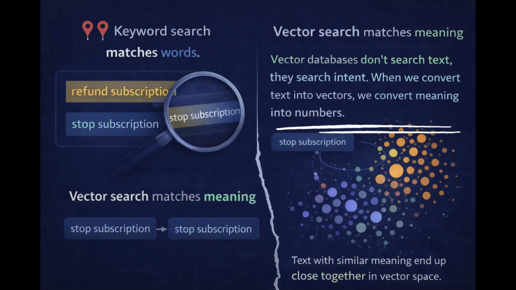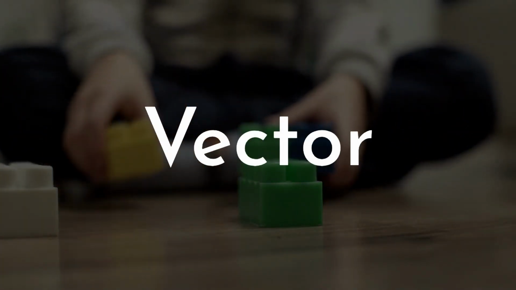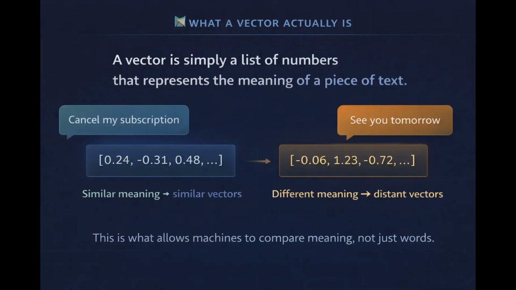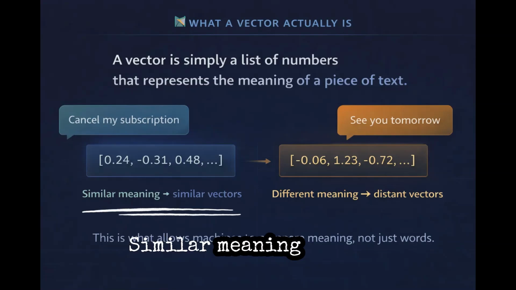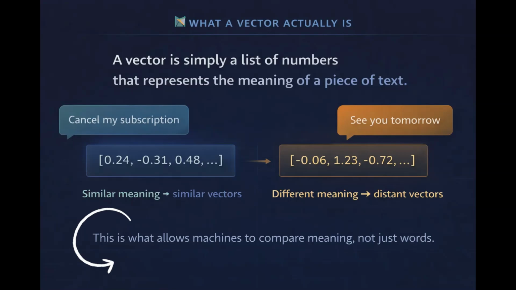When we convert text into vectors, we convert meaning into numbers. Text with similar meaning ends up close together in vector space. Even if the words are different, the intent is close. That's why vector databases are essential for AI systems. What a vector actually is: a vector is simply a list of numbers that represent the meaning of a piece of text. Similar meaning, similar vectors. Different meaning, distant vectors. This is what allows machines to compare meaning, not just words.